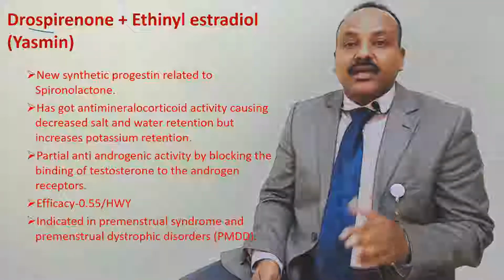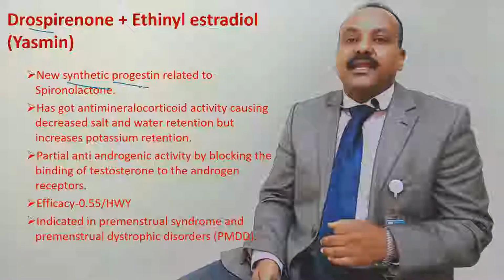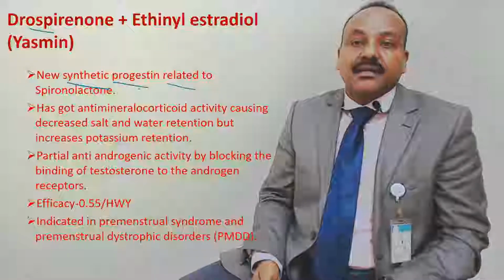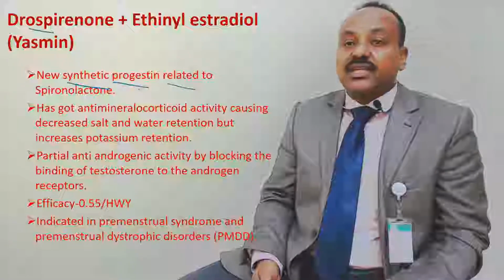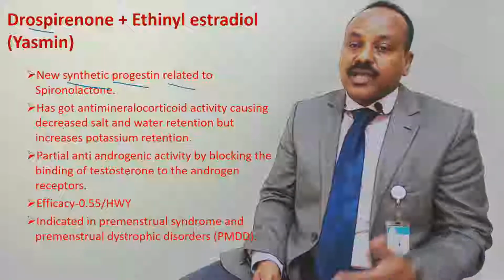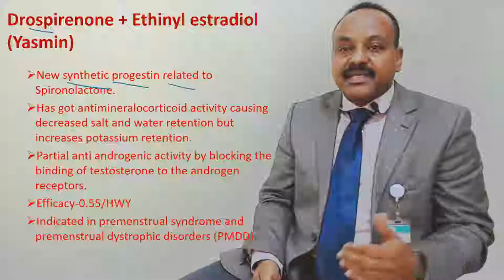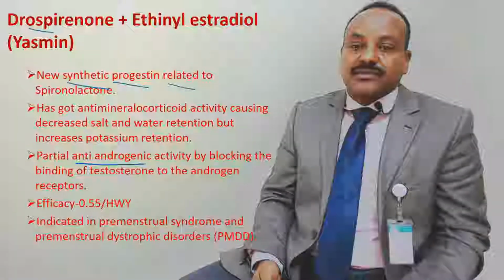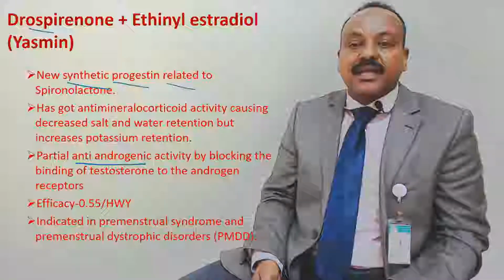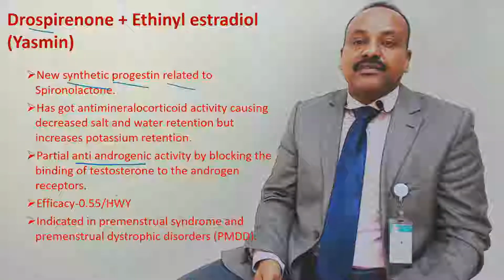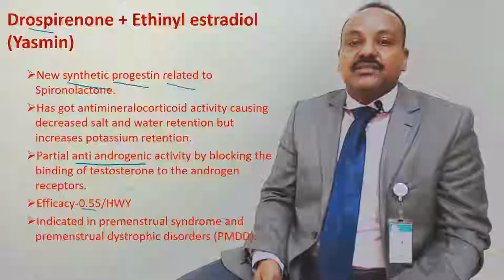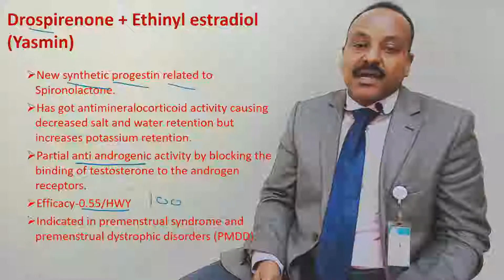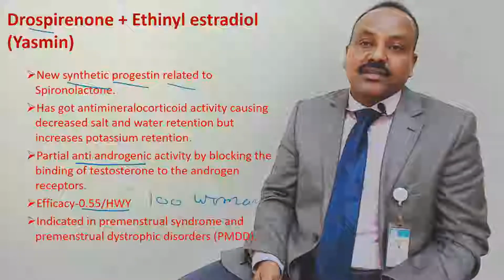Drospirenone is a newly synthetic progestin related to spironolactone, and it has anti-mineralocorticoid activity. It decreases salt and water retention but increases potassium retention. It has partial anti-androgenic activity by blocking the binding of testosterone. The efficacy of this combined pill is 0.55 per hundred woman-years, and it is indicated sometimes in premenstrual syndrome and premenstrual dysphoric disorder.